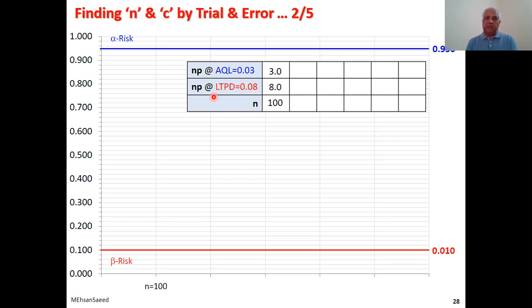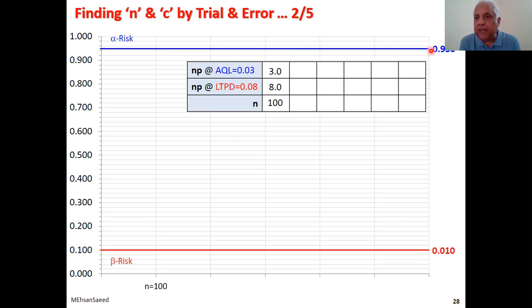When we start with 100, the lambda at AQL, multiplying 0.03 with 100, we get 3. And the lambda or the Poisson mean at LTPD, multiply 0.08 with 100 and we get 8. So we have now got two figures with which to enter our Poisson tables. So let's enter them. Remember, we have to enter at 3 and 8. So we will enter 3, and then what are we looking for? Let me go there and tell you what we are looking for.